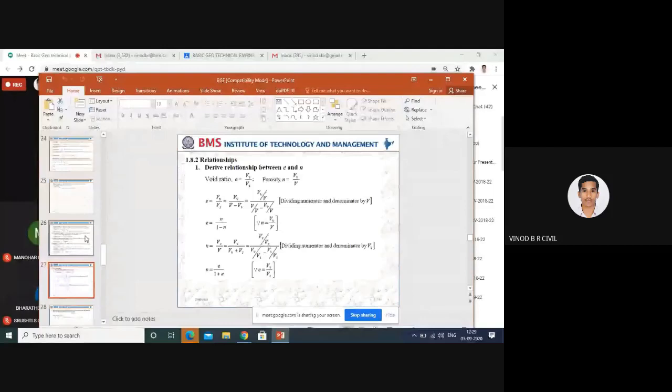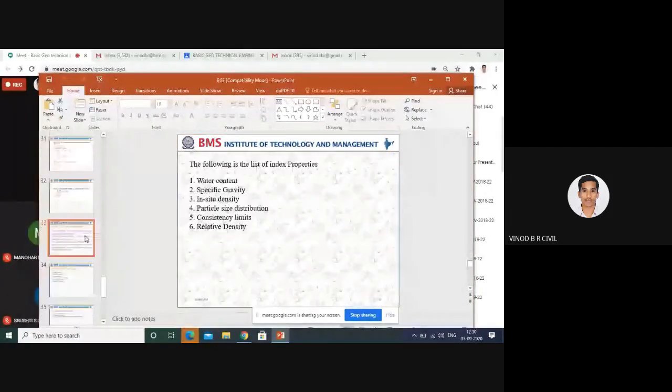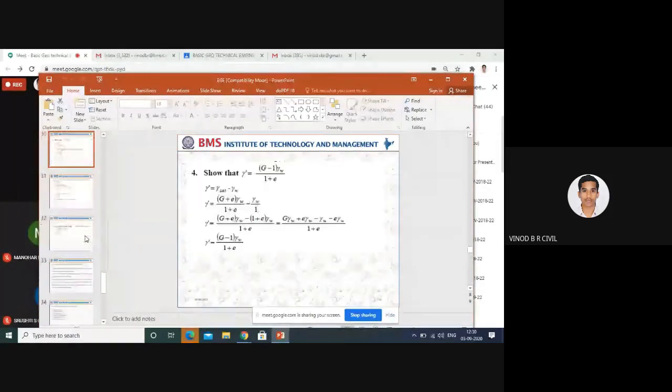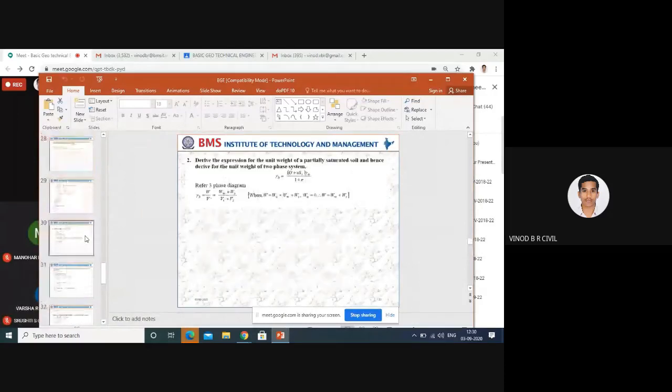There are relationships. First one is derive the relationship between e and n. In examination, you can expect this relationship for 5 to 6 marks. In examination, 100% you can expect any 2 to 3 relationships. Totally, there are 9 relationships. 2 to 3 are 100% confirmed, they will ask in examination.